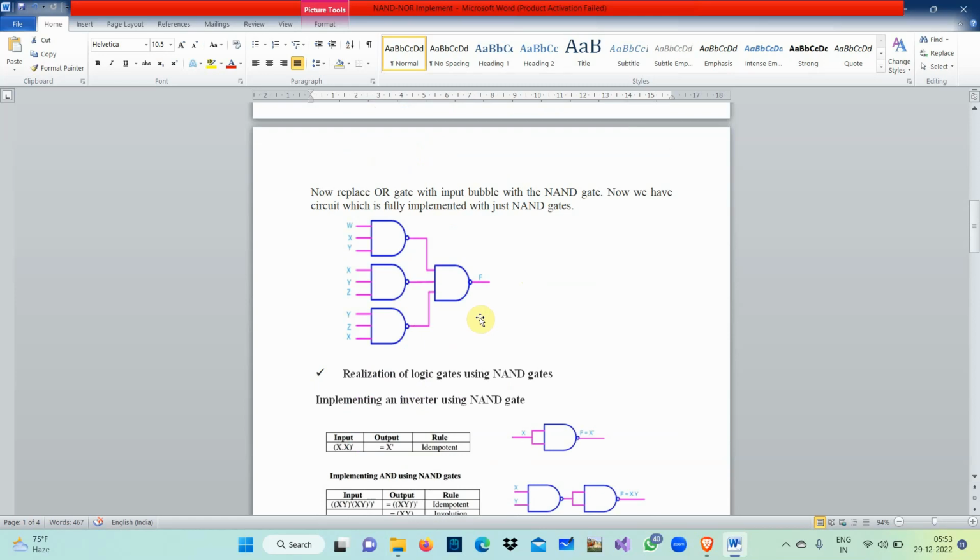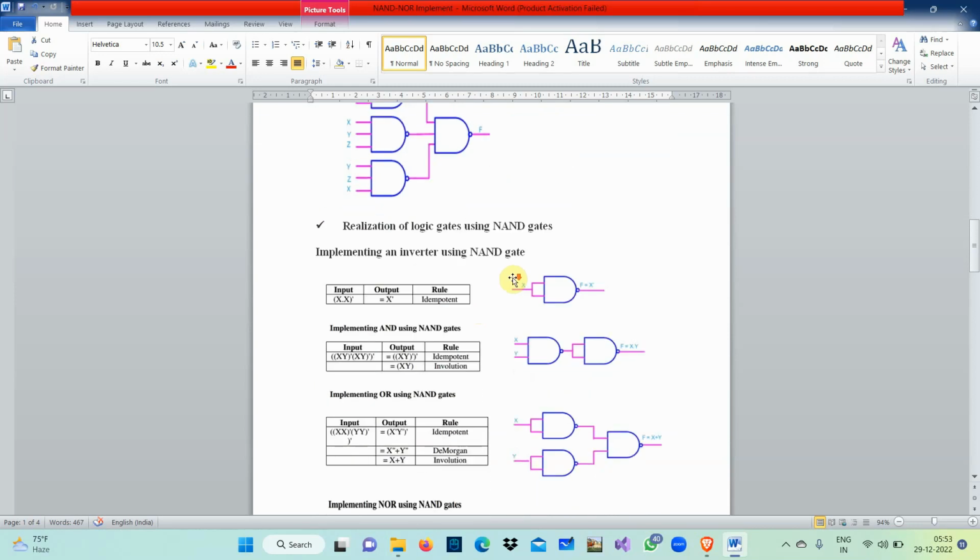The realization of logic gates using the NAND gate. First let us go for the realizations. Now we are going to implement an inverter using a NAND gate. What is the inverter? Inverter means invert of something, that is the thing.